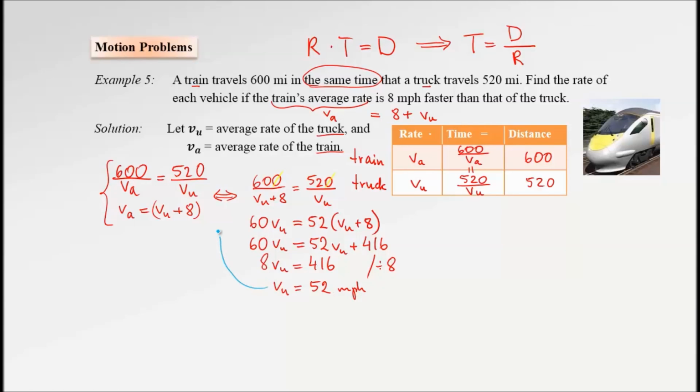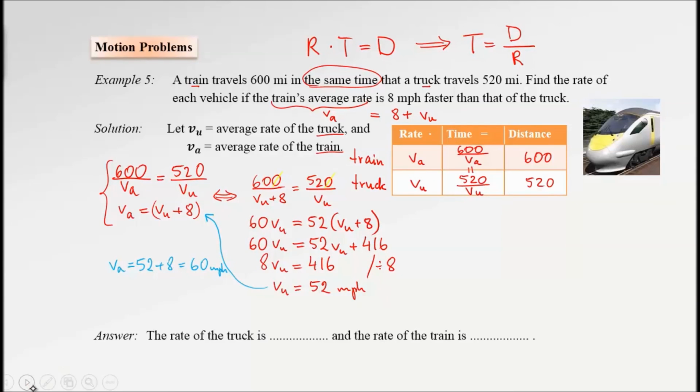And the last thing that we need to do is to calculate the average rate of the train, VA. So VA equals VU, which is 52, plus 8, so altogether it's 60 miles per hour. Okay, so now we're ready to answer the question. The rate of the truck is 52 miles per hour, and the rate of the train is 60 miles per hour. Is that reasonable? Yes, it is, because if the train goes a bit faster than the truck, then it should cover a longer distance than the truck. So that makes sense.